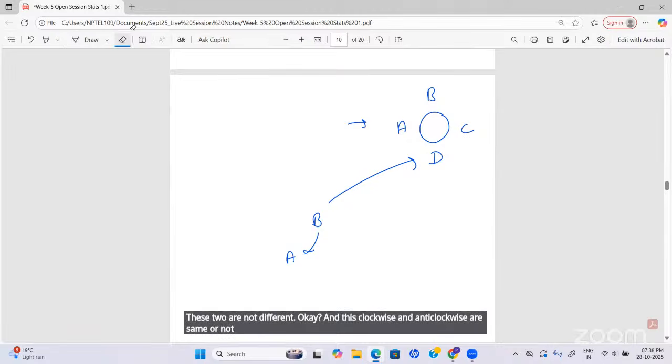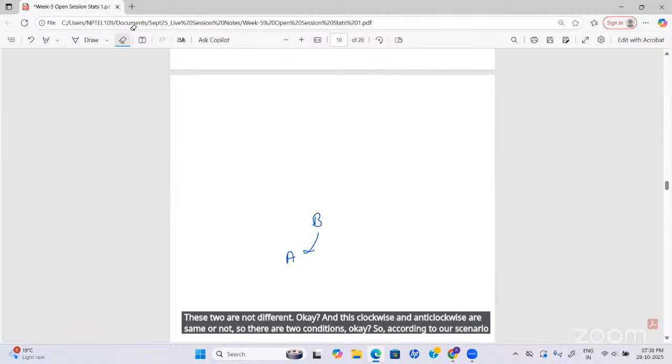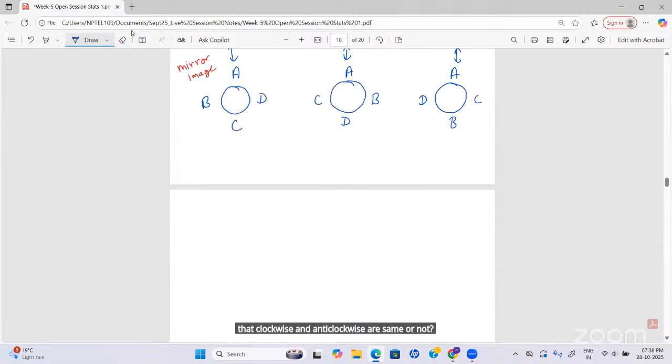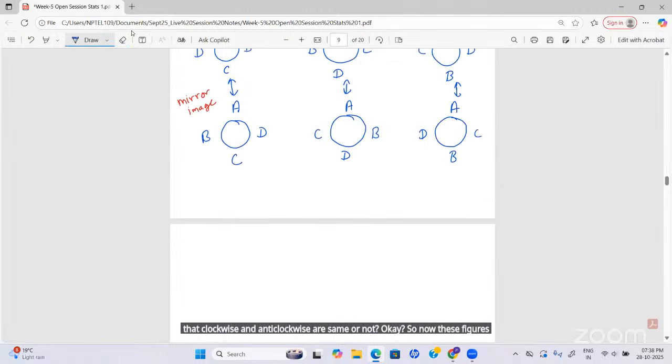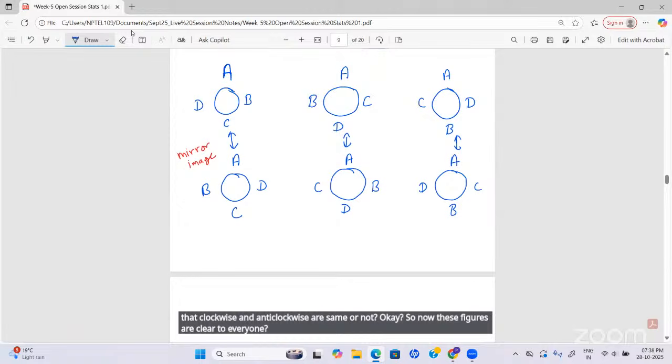So there are two conditions. According to our scenario, we will decide whether clockwise and anti-clockwise are same or not. So now these figures are clear to everyone? Yes, ma'am. How will the question come? Okay, I will write the formula and then we'll see.